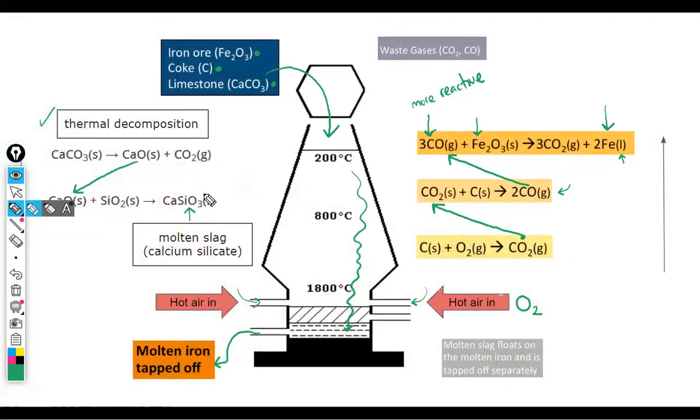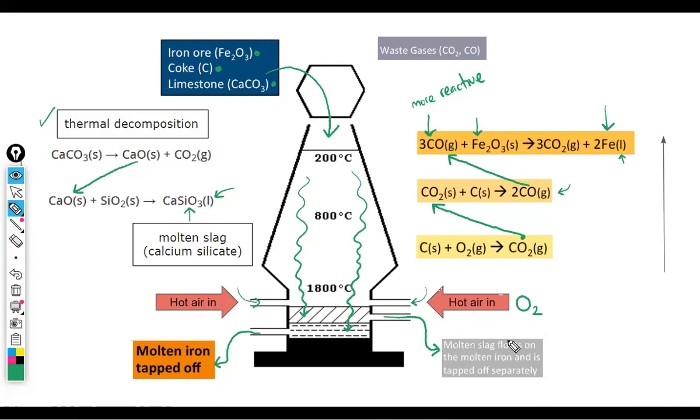Now, it just so happens, when you make calcium silicate, it's in liquid form, and that also sinks down to the bottom, but it's not as dense as the iron. So the calcium silicate will float on the iron. So it's always a little bit higher than the molten iron. And you have a separate tap for that. Now, calcium silicate is actually something pretty useful, right? You call it molten slag, right? And you're going to get some uses of it.